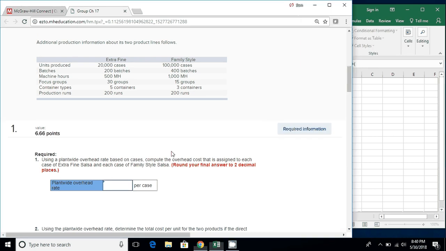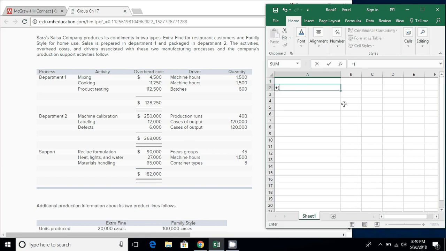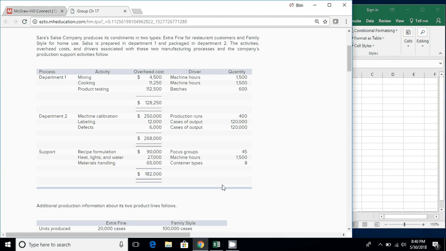So what we really need to do, we'll just go ahead and do the math here. I gotta roll back up. It gets a little bit difficult to do this on a small screen, but it's the only way I can keep the resolution clear for you. So we're going to take the 128,250 plus the 268,000 plus the 182,000. We're going to sum all those things up. You see that math there, and then we're going to divide that by the 120,000 cases. See, there's 100,000 of family and 20,000 of extra fine. So we're going to divide it by the 120,000. And that tells us that we have a plant-wide rate of 4.82.